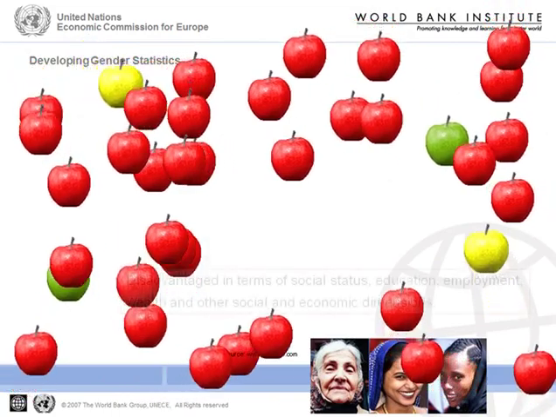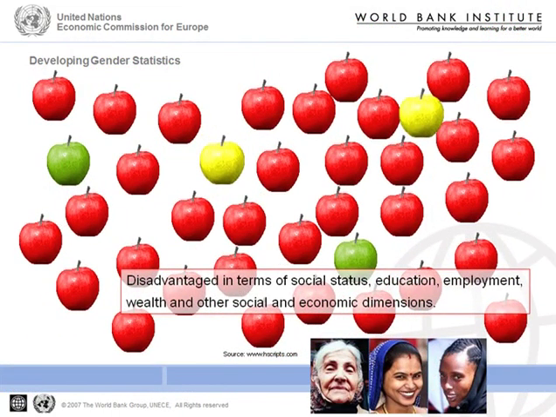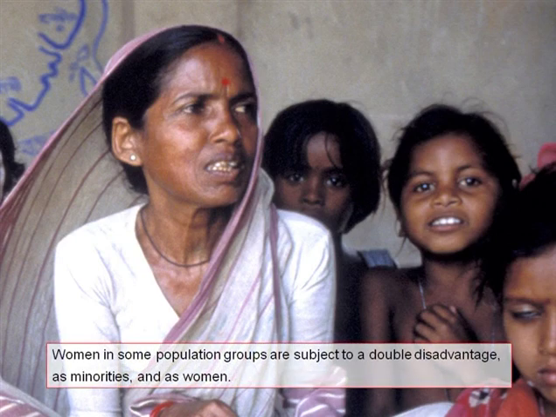Often, some population subgroups are disadvantaged in terms of social status, education, employment, wealth, and other social and economic dimensions. Even in societies where there is a favourable environment for gender equality, women in some population groups can face discriminatory behaviour due to the difference in expression and understanding of gender roles in their own community. These women are subject to a double disadvantage as minorities and as women.